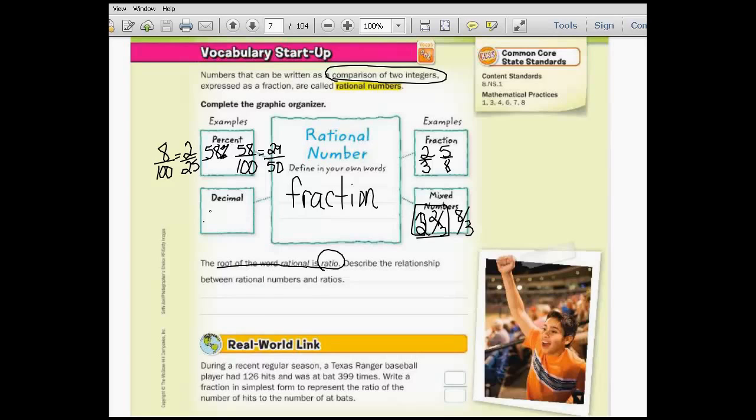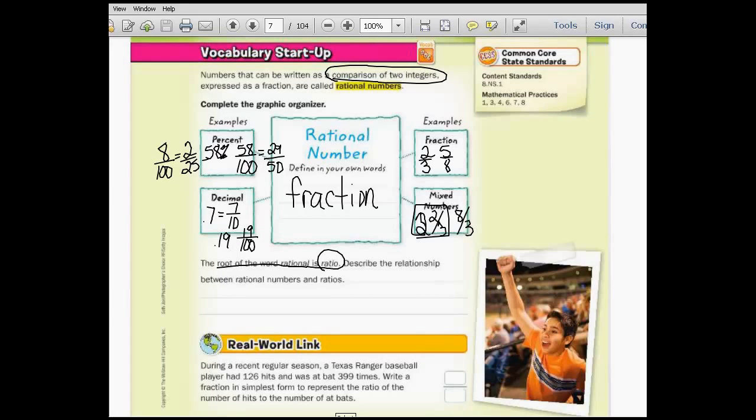Decimal, let's say 0.7. 0.7 is properly said as 7/10. 0.19 is 19/100. So just properly say the decimal and put it over that place value and reduce if you need. Okay? All right, moving on.